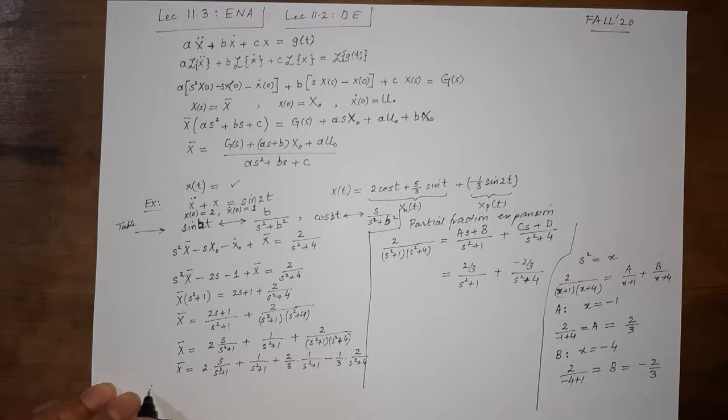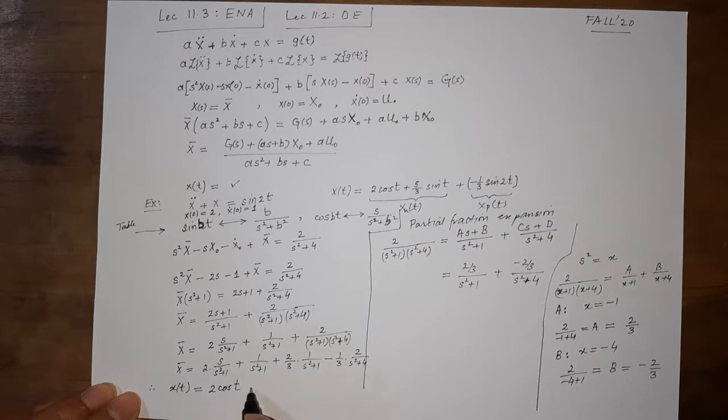therefore, x of t would be equal to 2 times, what is this? This is the Laplace transform of what? Cos of t. Or we can actually combine these two. So this is 1 of this thing and this is 2 by 3 of this thing. So together they are going to become 5 by 3 of, what is this? Sine of t, and minus 1 by 3 of sine of 2t.